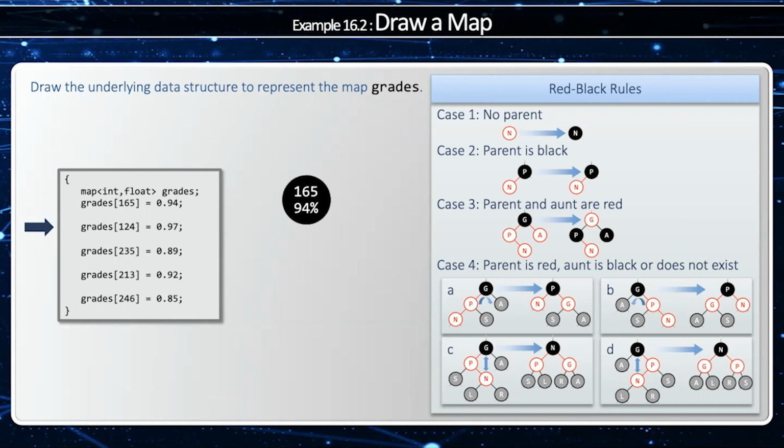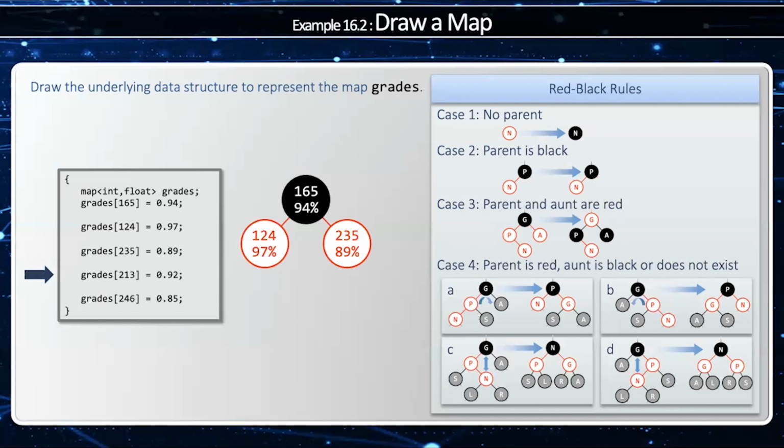Now we're going to try to add the key value pair of 124 and 97%. Now, we always add a node as red. Since 124 is to the left of 165, this is case 2, and I add my red node. Now I want to add the key value pair of 235 to 89%. Now, 235 is greater than 165, so I'm going to add the 235 node to the right of it. And initially, it's red, and this, once again, is going to activate case 2.